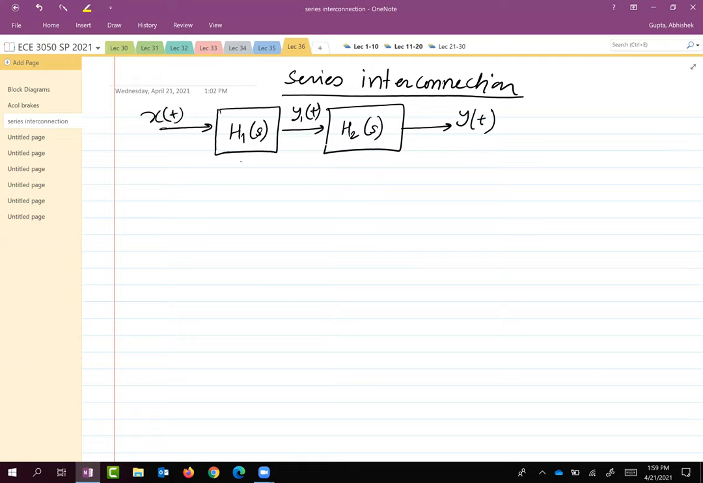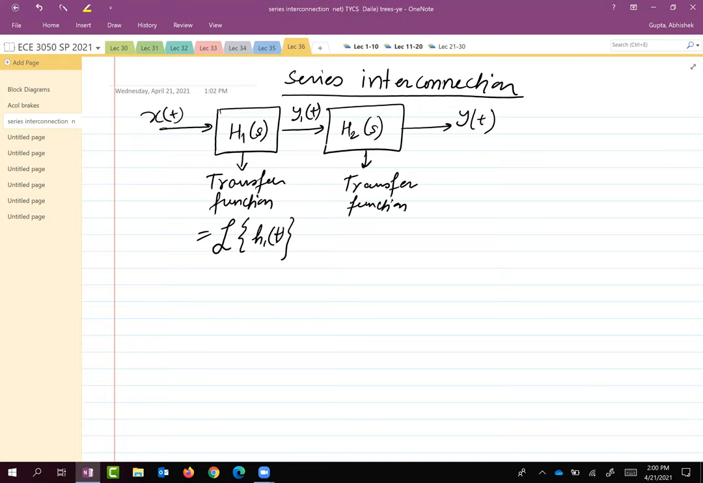And these are the Laplace transfer function, which is also the Laplace transform of h1 of t. And this is the transfer function of the second system, which is the Laplace transform of h2 of t.